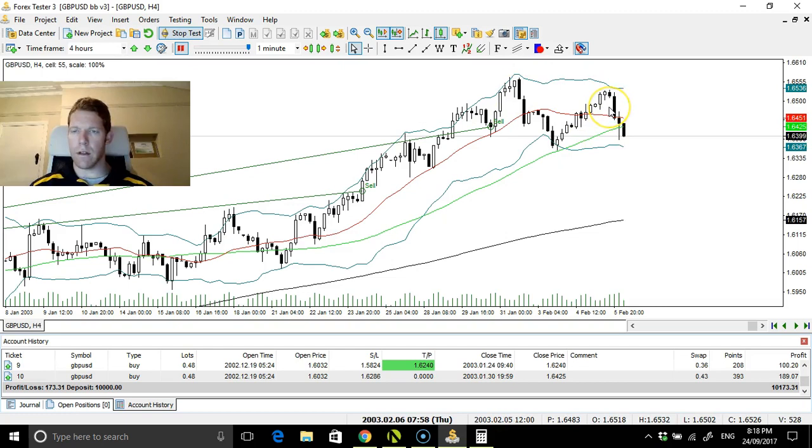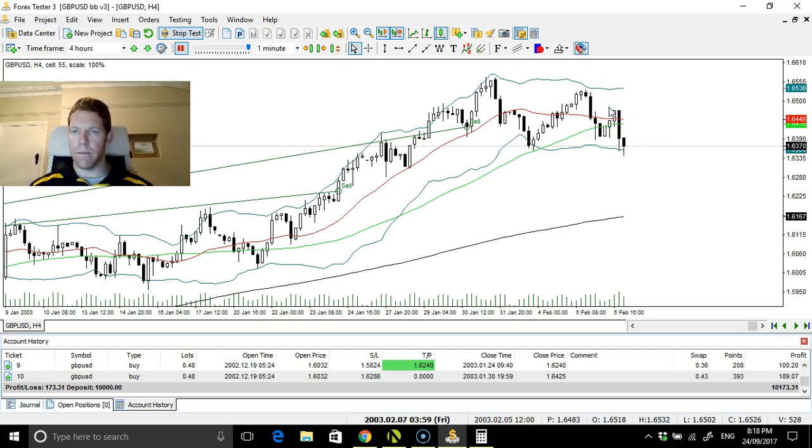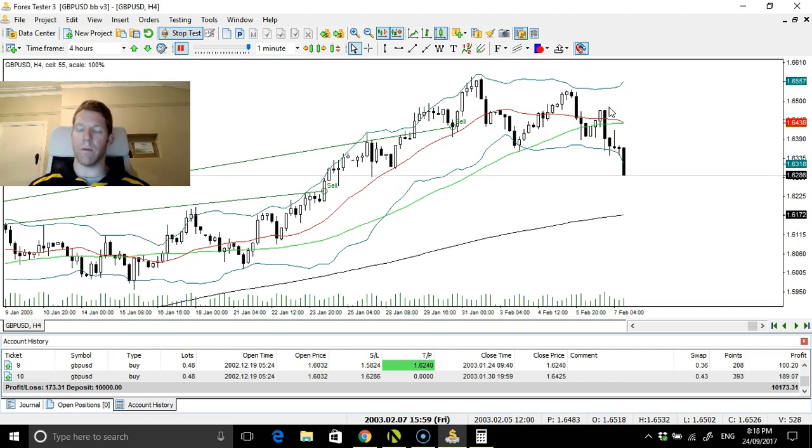Right here, we could start seeing it. It could be a real possibility. That's pretty significant, breaking the lows of that candle there.